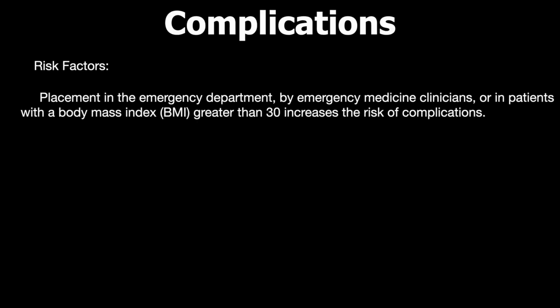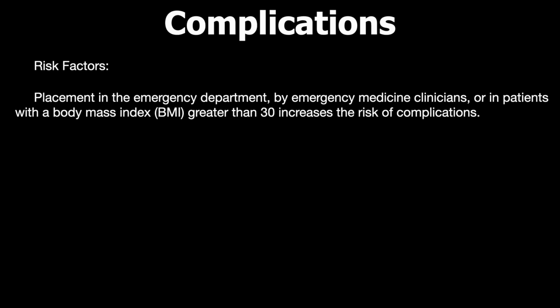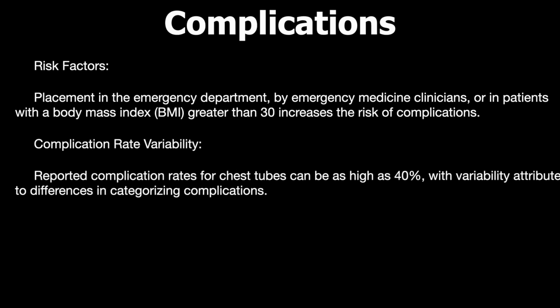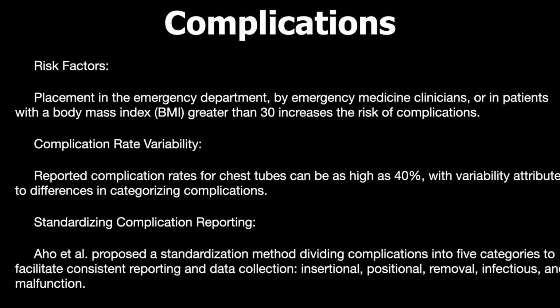The complications that we can face. The risk factors being the placement in the emergency department by an emergency medicine clinician or in a patient with a BMI of greater than 30 increases the risk of complication. Complication rates are variable. The reported complication rate for chest tube can be as high as 40%, with variability attributed to differences in categorizing complications. Standardized complication reporting: Aho et al. proposed a standardized method of dividing complications into 5 categories to facilitate consistent reporting and data collection. That is insertional, positional, removal, infectious, and malfunction. These 5 being the criteria under which the complications need to be reported.